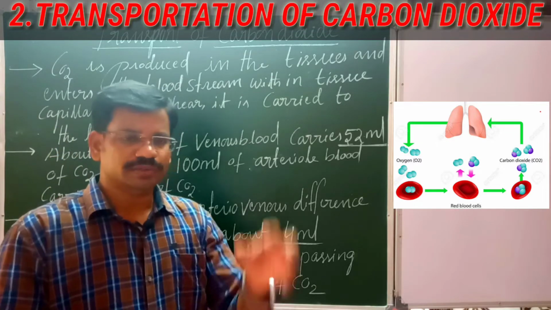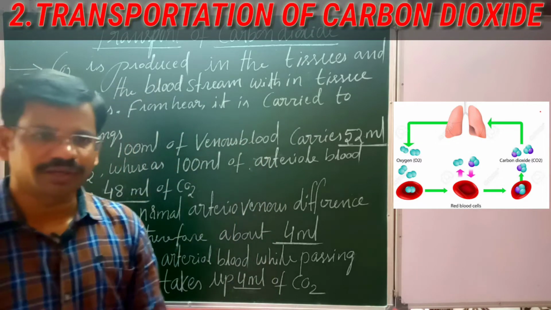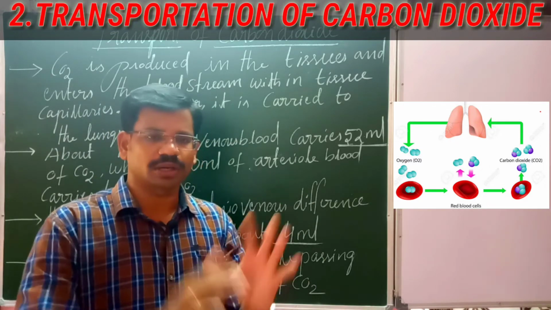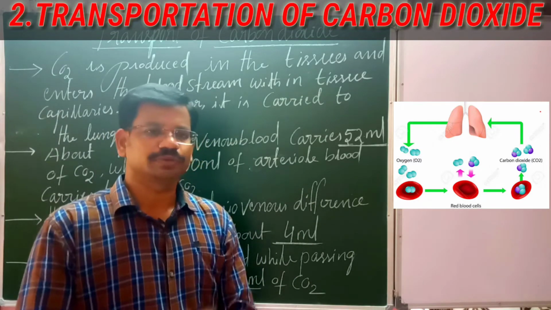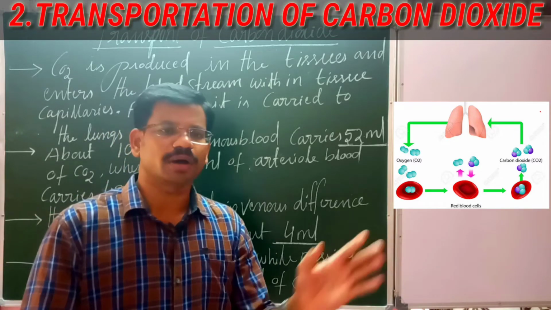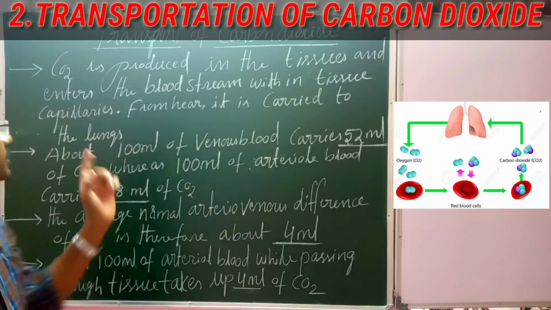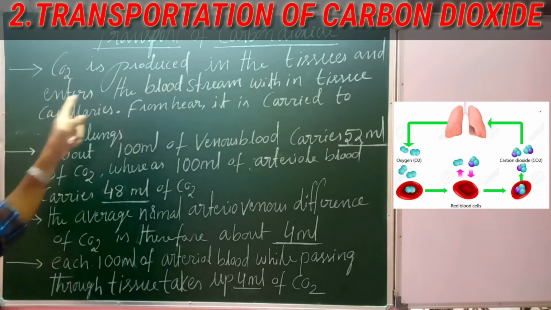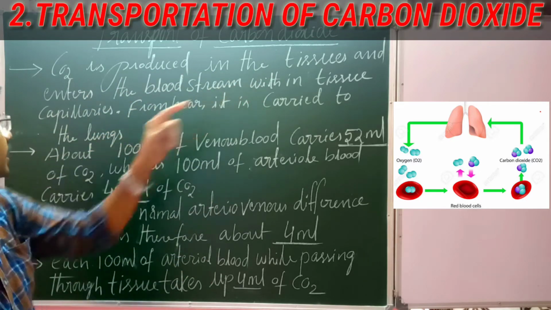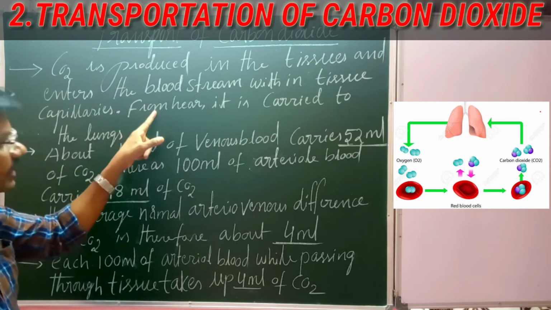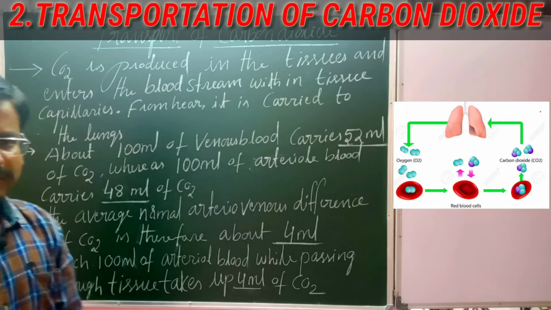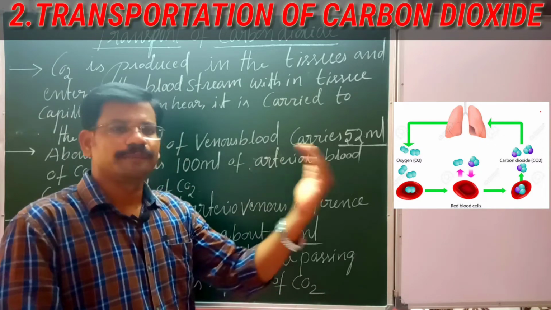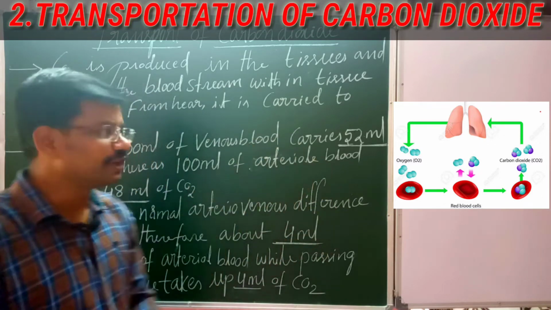If carbon dioxide is accumulated in the body, it increases the acidic condition and disturbs the total body mechanism, so the carbon dioxide should come outside. How is it transported? The carbon dioxide is produced in the tissues and enters the bloodstream through the tissue capillaries. From here, it is carried to the lungs. The transportation of carbon dioxide from the tissues to the lungs is through the venous blood.